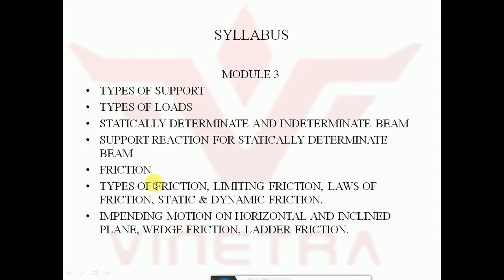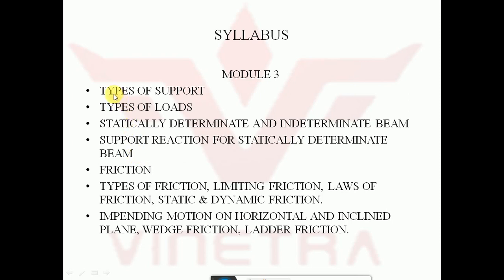So this Module 3 is subdivided into two parts. One depends on the types of support reaction, and the next is friction. Up to here it is one part, and from friction it is the other part. Friction, types of friction, limiting friction, law of friction, static and dynamic friction, impending motion on the horizontal and inclined plane, wedge friction. These are the friction-related topics, and up to this, the chapter covers support reactions for statically determinate beams.